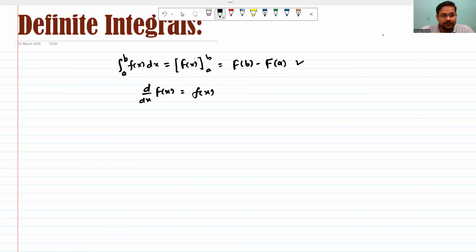Okay, now some properties we have to learn. So, properties of definite integral.